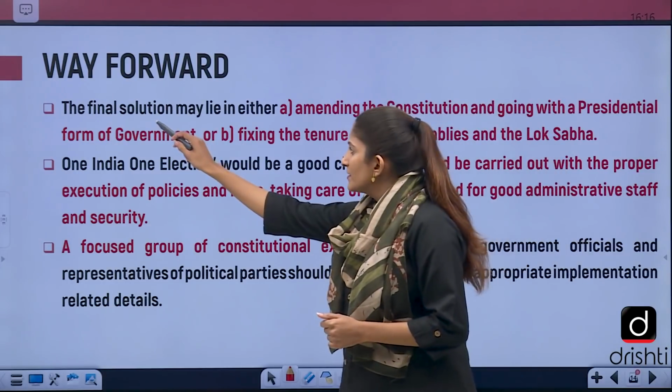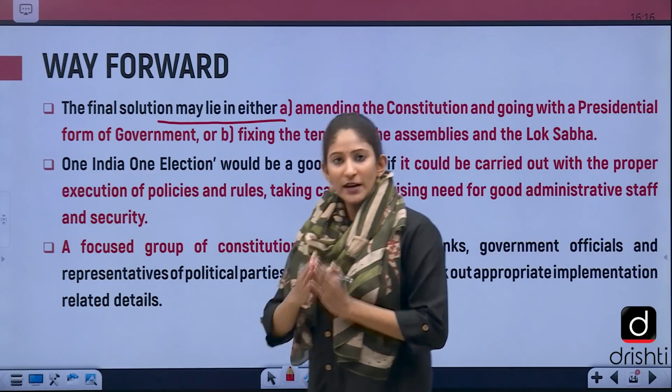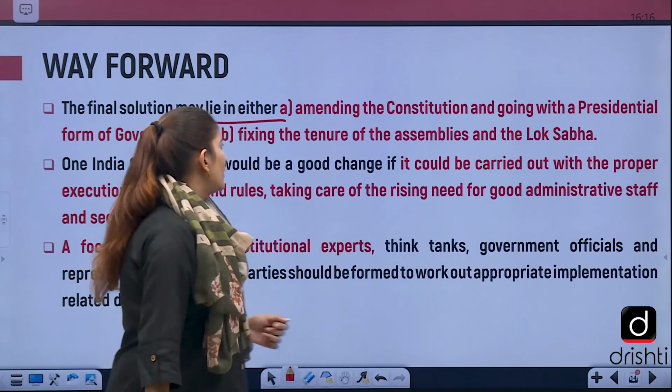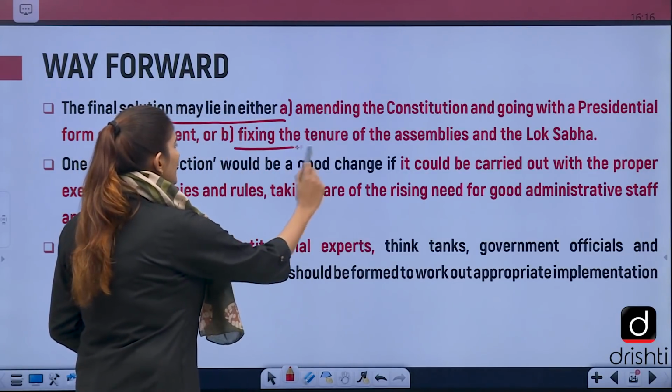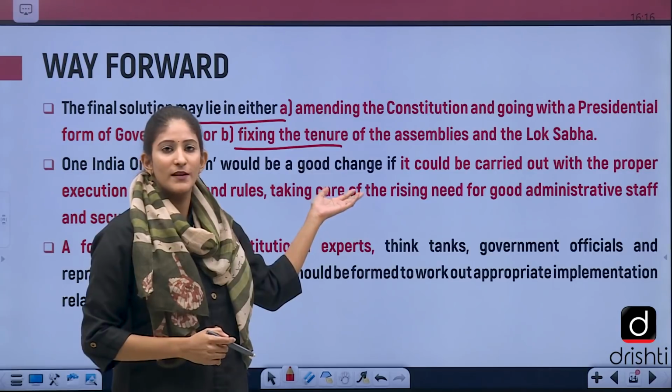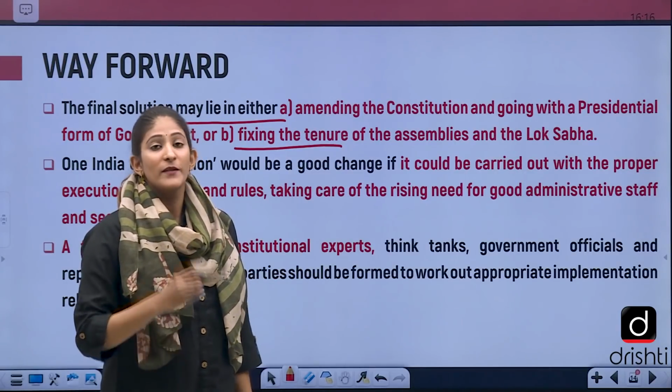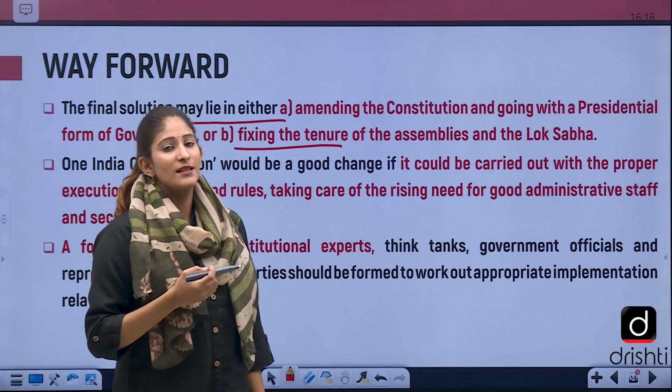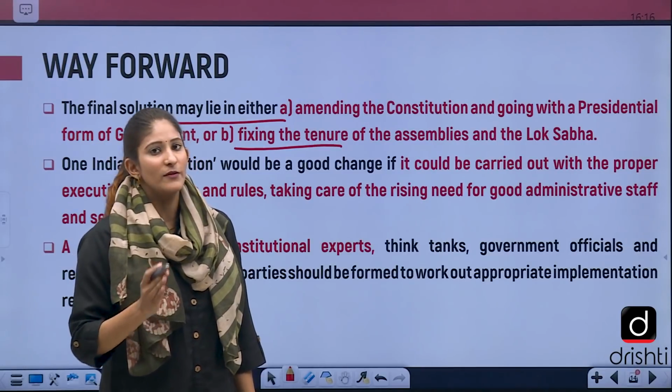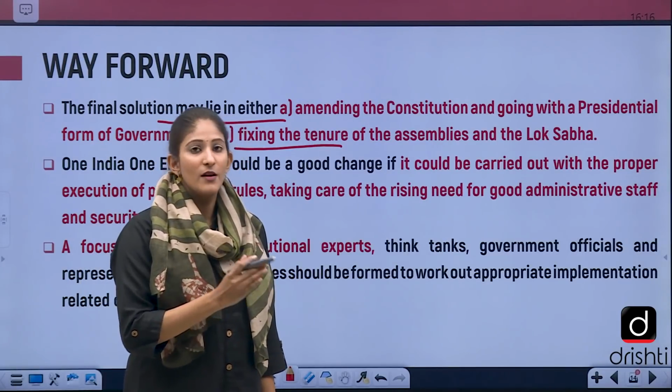First, the final solution may lie in either amending the constitution or fixing the tenure of assemblies and Lok Sabha. Amending the constitution in the sense of shifting from a parliamentary form of government to a presidential form of government.